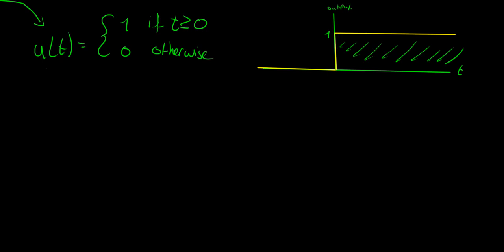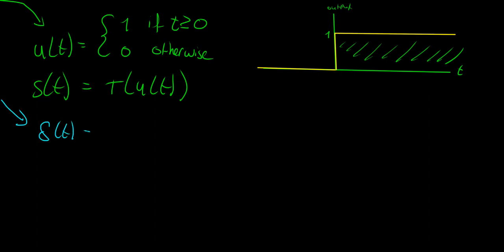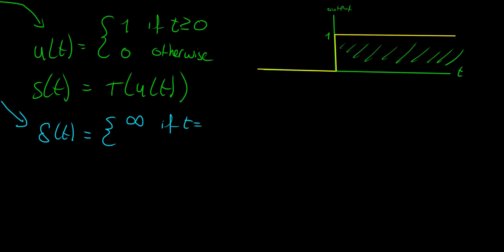And this output is, of course, called the step response because this is the step function. So, better denoted, the step response is equal to what I get when I put the step function into my system. Now let's take a look at the other one, our delta function, which is defined as the following. It is infinity if t is 0 and is 0 otherwise.